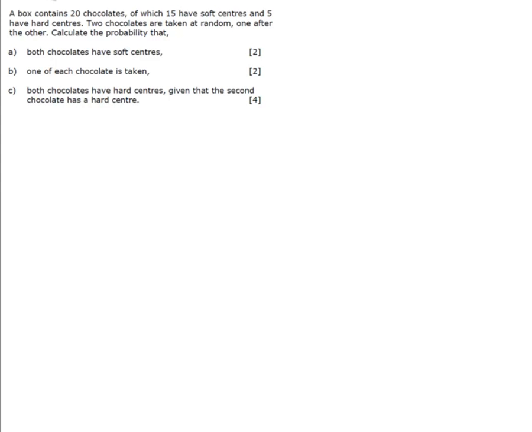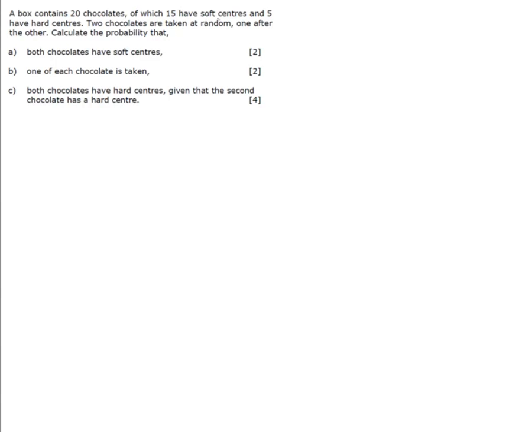We'll continue with another probability tree example. A box contains 20 chocolates, of which 15 have soft centers and 5 have hard centers. 2 chocolates are taken at random, one after the other. So that's important because we're going to do examples later where we're going to take 2 at the same time and the answer is going to be different.